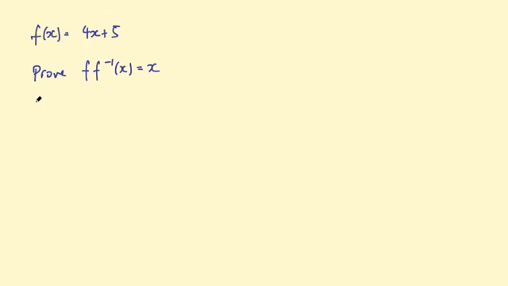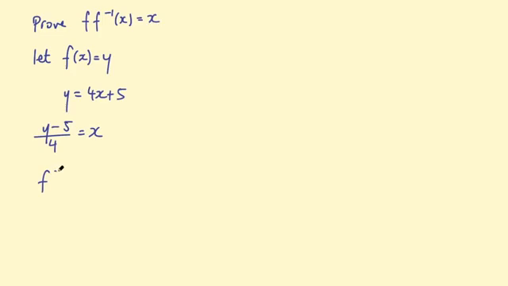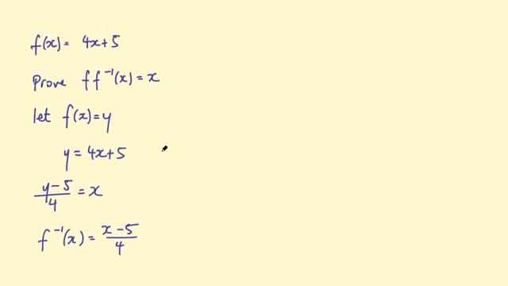So the first thing we have to do is to find the inverse function, and remember that means letting f equal y, and so we can say y equals 4x plus 5, and then rearrange to get x by itself, so this is going to be y minus 5 on 4 equals x, so subtract that 5, divide by 4, and then therefore f inverse equals x minus 5 divided by 4.